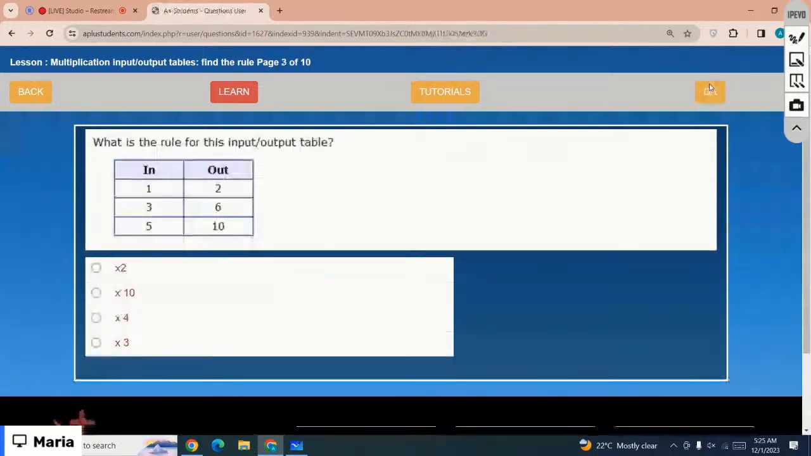What is the rule for this input output table? The inputs are 1, 3, 5. The outputs are 2, 6, and 10. Which is the correct option?